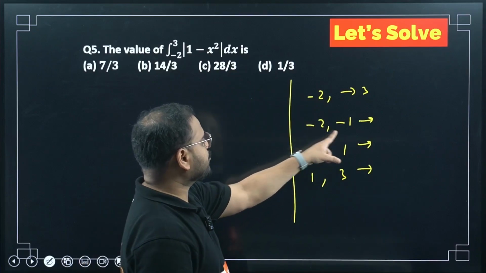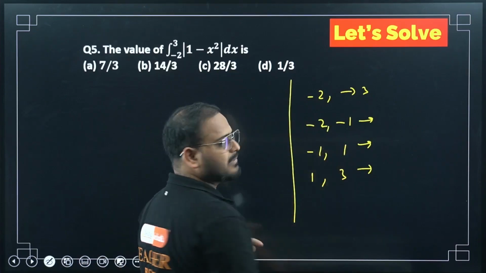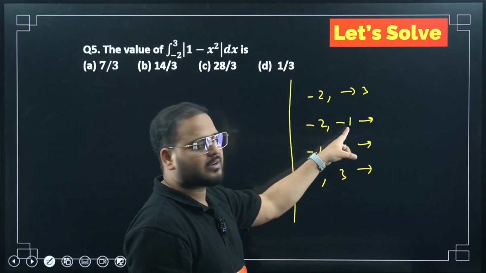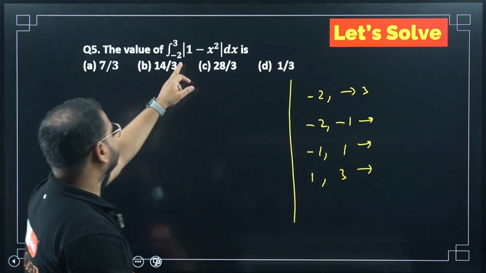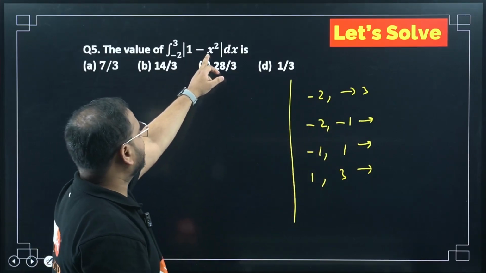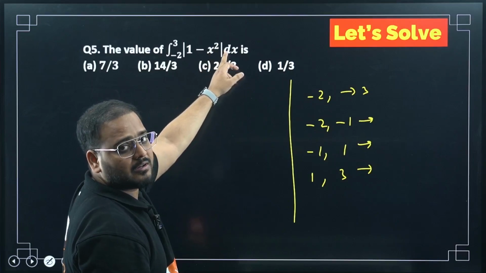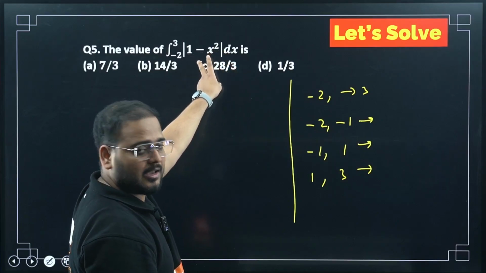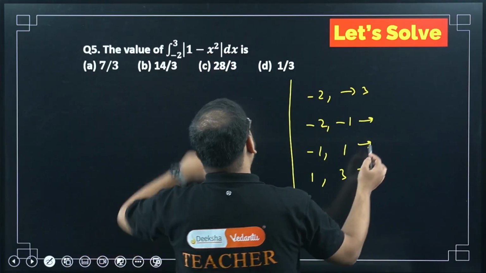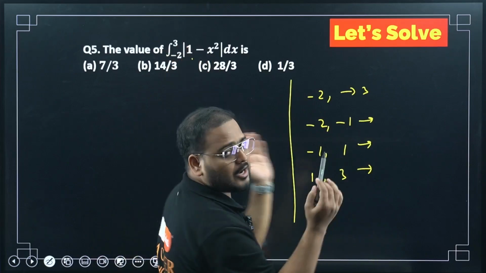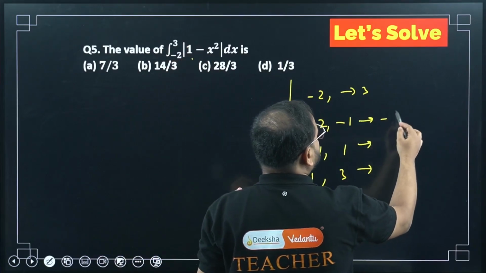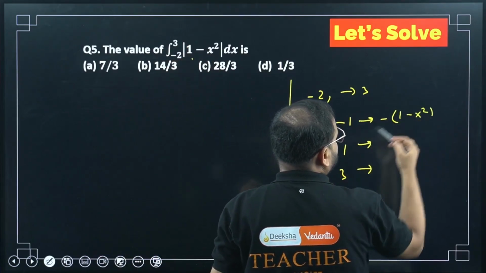Take a number between minus 2 to minus 1. Take minus 1.5. Any number is minus 1.5. Put it in the function over here. It will become what? Minus 1.5 the square. It will be bigger than 1 or not? It will be bigger than 1. So this whole thing will become negative. The mod has to open with a negative sign. So it will become minus of (1 minus x square).